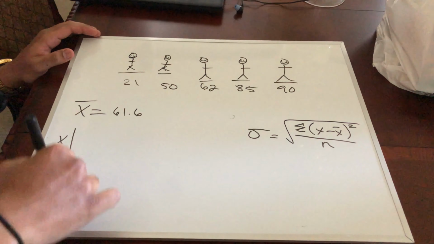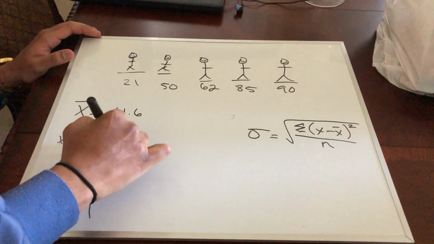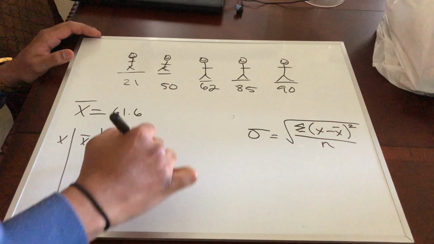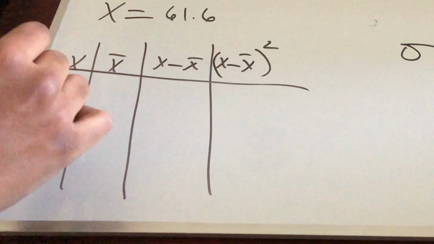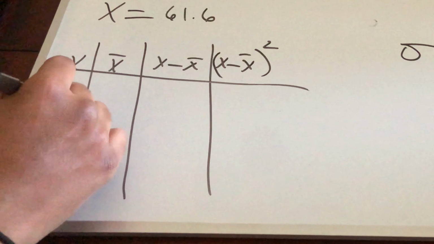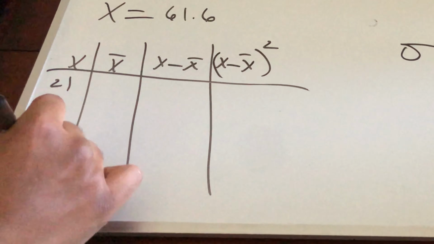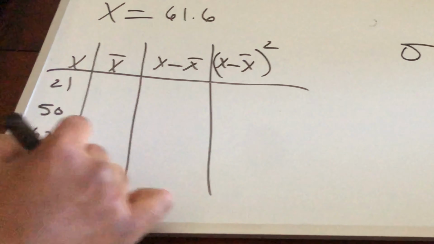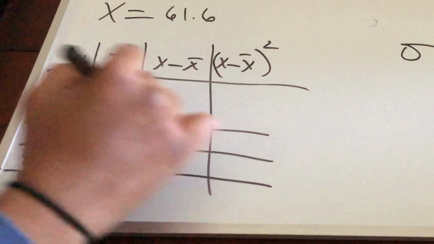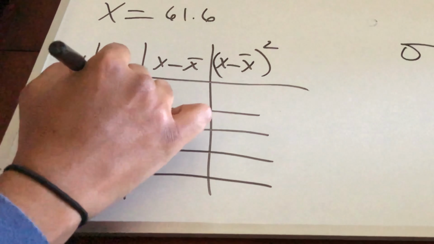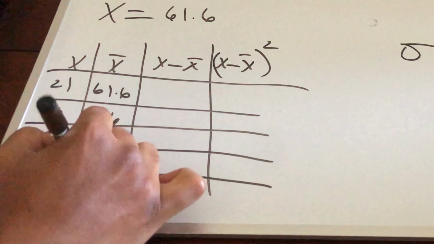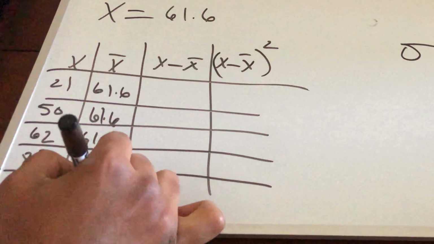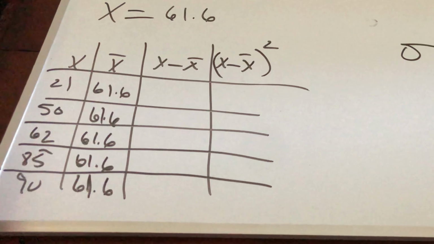So now we're going to say x, x minus x bar, and then x minus x bar squared. We have that. So we're going to get 21, 50, 62, 85, 90. We're going to get all these different points here. So x bar was 61.6, 61.6, 61.6, 61.6, 61.6.